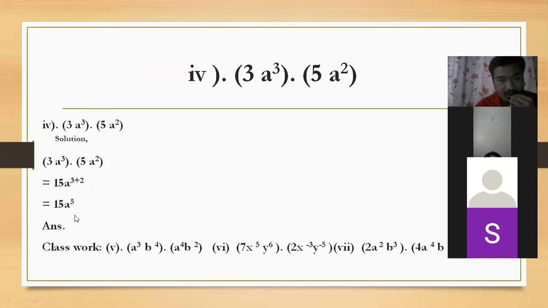Okay, then see here. In this example, if there is a given coefficient, multiply the coefficient first: 3 times 5 is 15. First multiply the coefficients, then multiply a cubed and a squared. You write only one a, and the powers are added, 3 plus 2, which is 5. So it is 15a to the power 5.